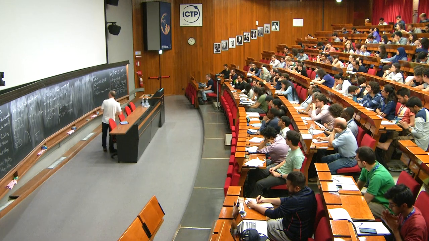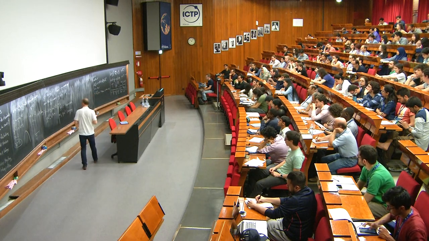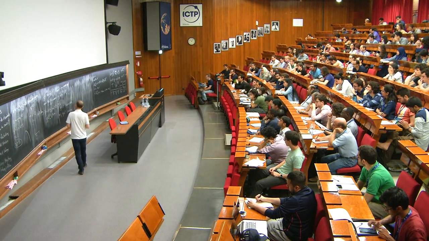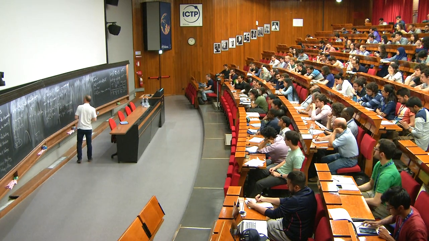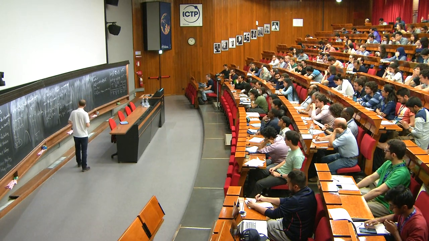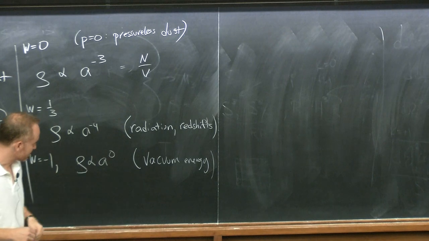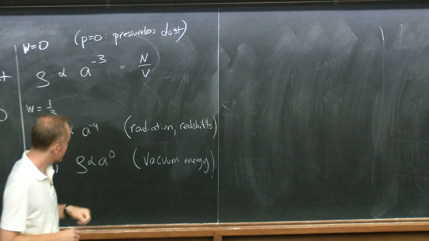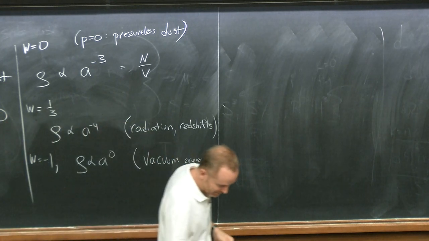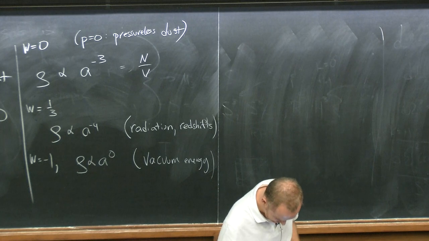Now, in our real universe, we don't have just one type of stuff. We have matter, which is non-relativistic and effectively pressureless. We have radiation, and it seems we have vacuum energy. So the actual universe contains all these components, which means I should do one other thing, sorry. I should solve for a as a function of time before I say that.